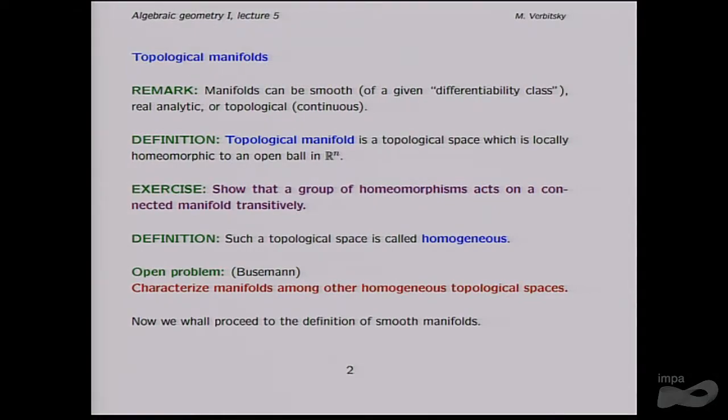There's an exercise. Show that a group of homeomorphisms acts on a connected manifold transitively. Who of you can do that immediately?